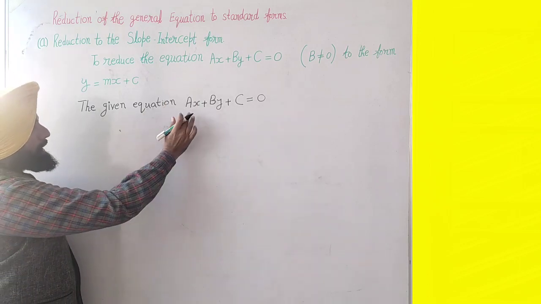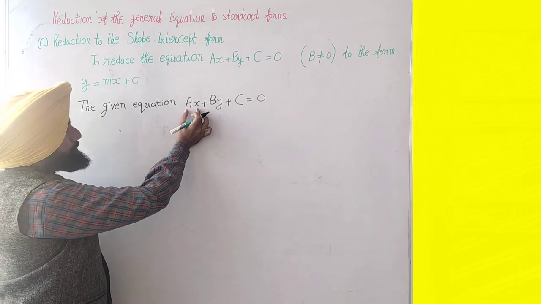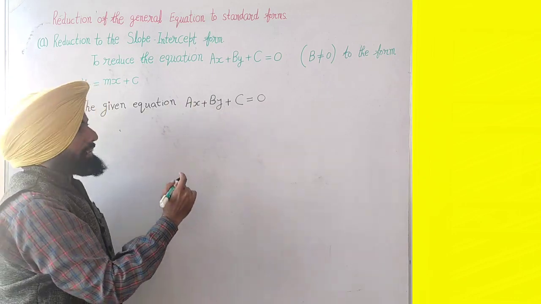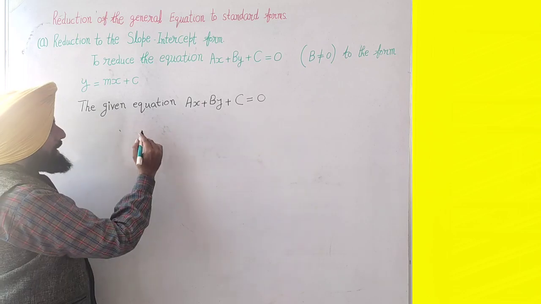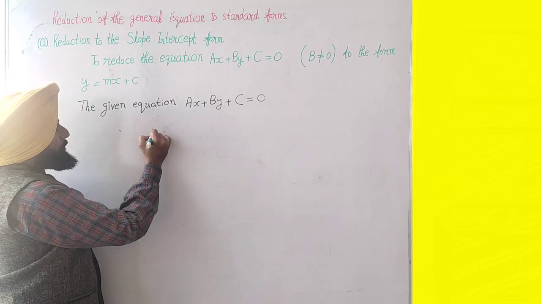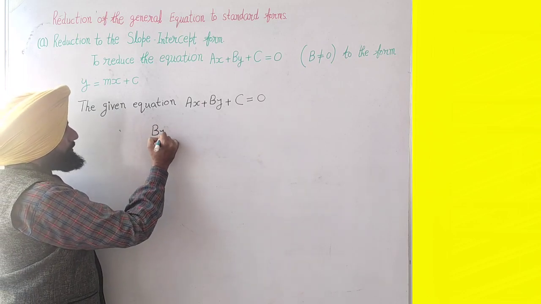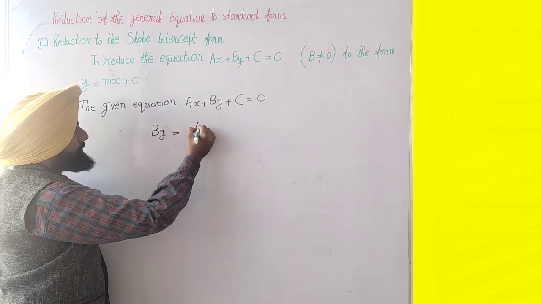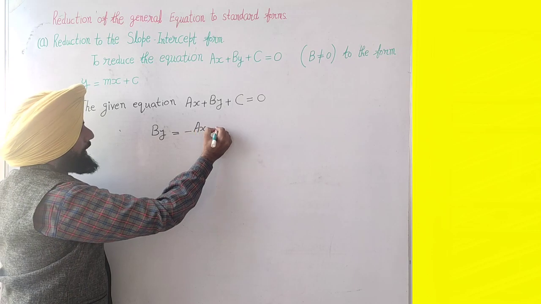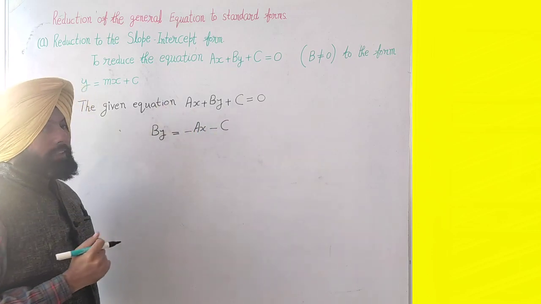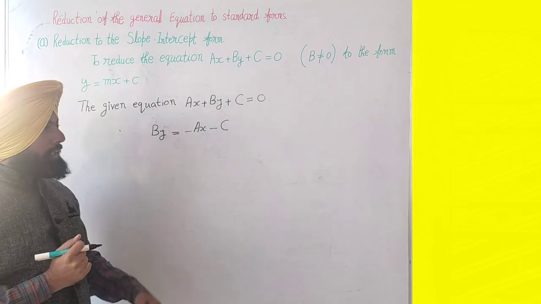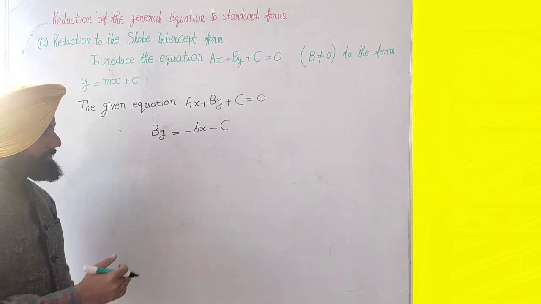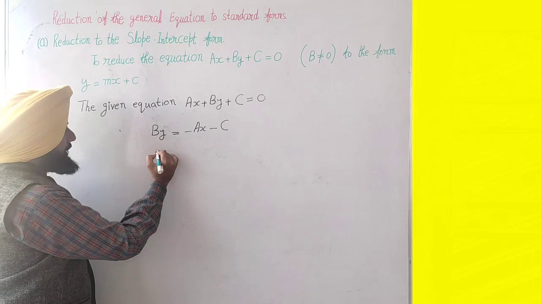Now transpose ax and c on the right hand side. We will take them to the right hand side. So by equal to, now ax is negative and c is also negative. Divide both sides by b. Now we will divide by b.